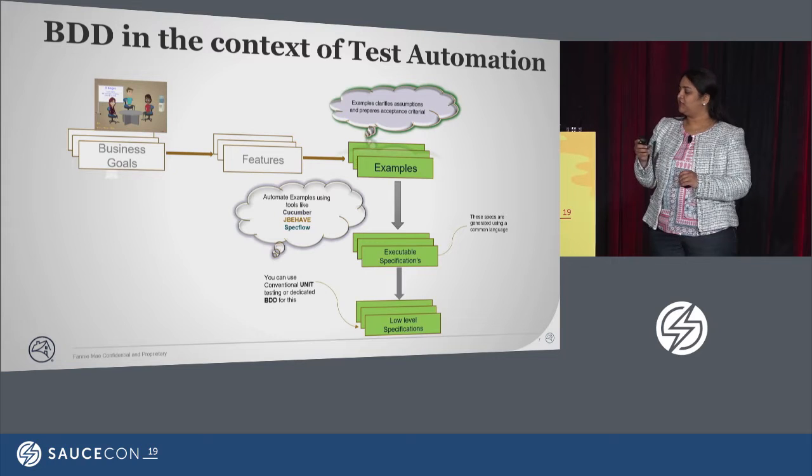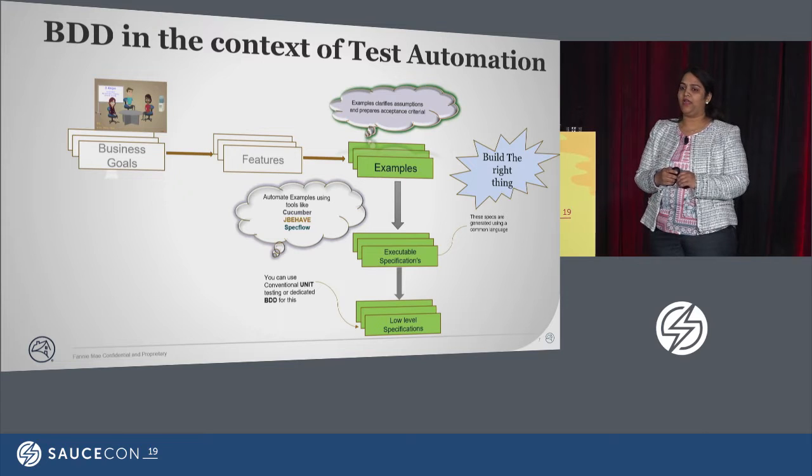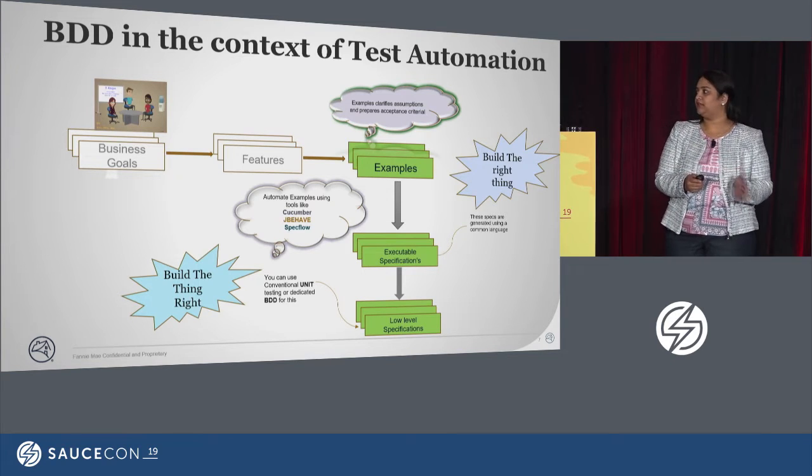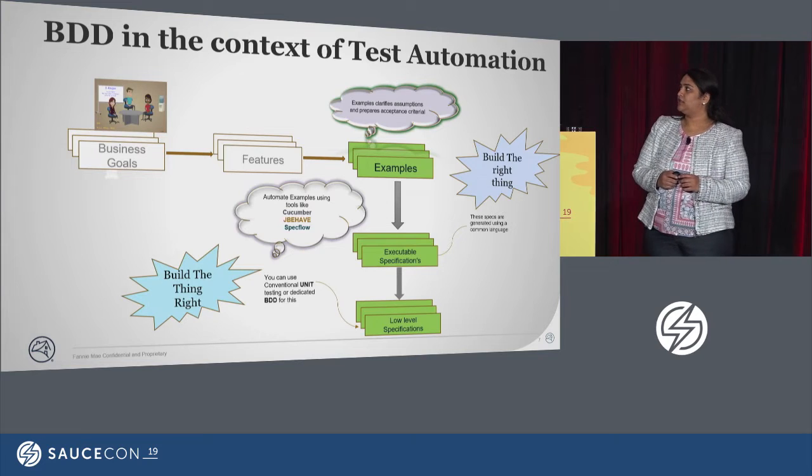The high-level specifications make sure that we are building the right thing, while the low-level specifications make sure that we are building the thing right. So that's the context of BDD in test automation.